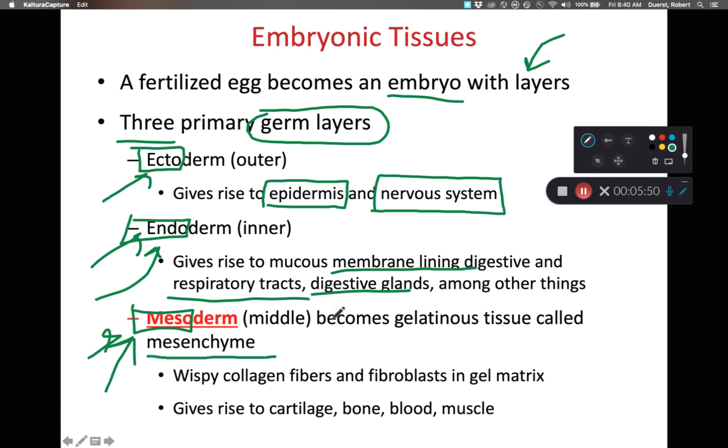mesenchyme. And it's going to have lots of collagen fibers and fibroblasts within its gel matrix. A fibroblast, blast means build. It's a cell type that builds stuff. What does this cell type build? This is a cell type that builds fibers. So a fibroblast is a fiber building cell. So the mesoderm is going to have a lot of fibroblasts making fibers like collagen, and the mesoderm is going to give rise to the bone, blood, muscle, and cartilage tissues of our bodies.